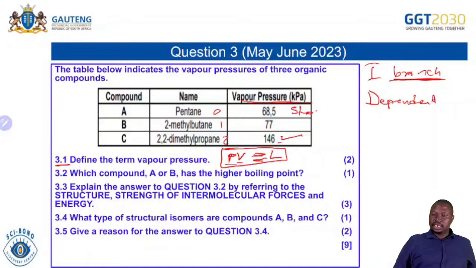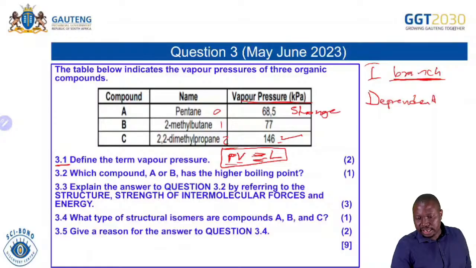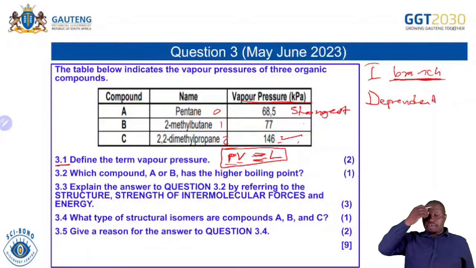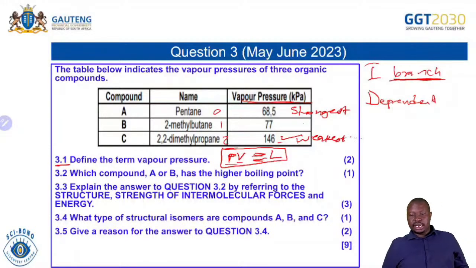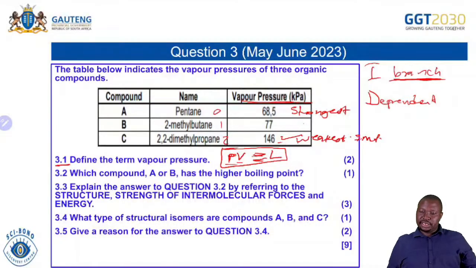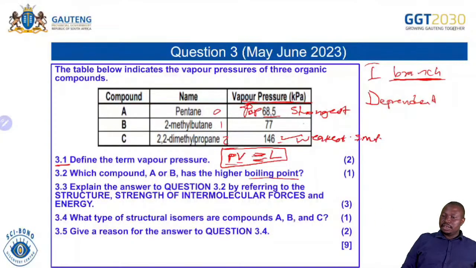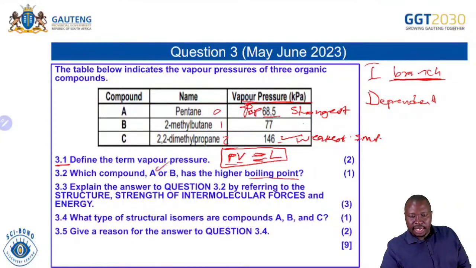London forces, they are the strongest. And our London forces here are stronger than on C, but weaker than on A. On C is the weakest intermolecular force that we get here. So as the number of branches increases, the strength decreases. Which compound, A or B, has a higher boiling point? You will know that lower vapor pressure means higher boiling point. So that will be compound A.